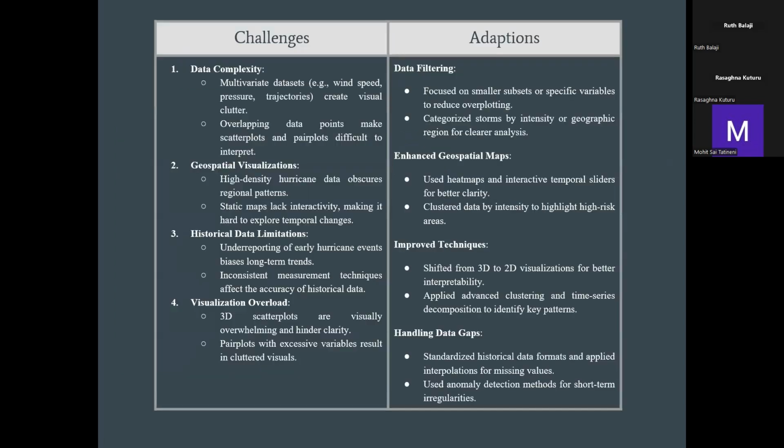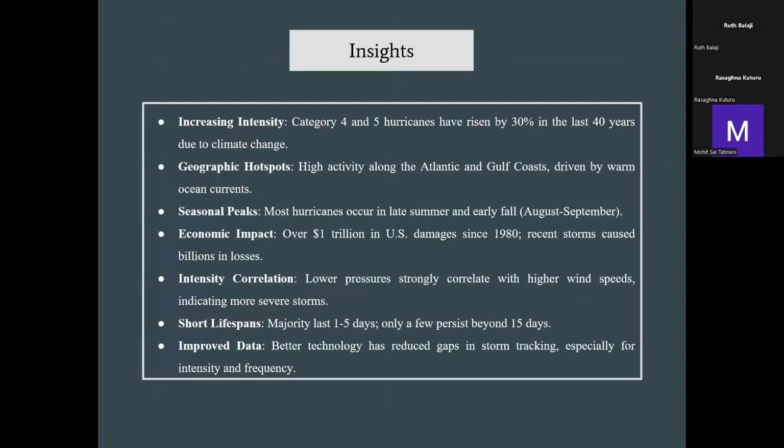Like every project, our project had some challenges, like multivariate datasets, geospatial density, historical data gaps, and visualization overload that made analysis complex. To overcome these challenges, we made some adaptations: we filtered data subsets, enhanced geospatial maps with clustering, shifted to 2D visualizations for clarity, and standardized historical records. These steps directly contribute to achieving our objective by addressing data limitations and enabling more effective visualizations.